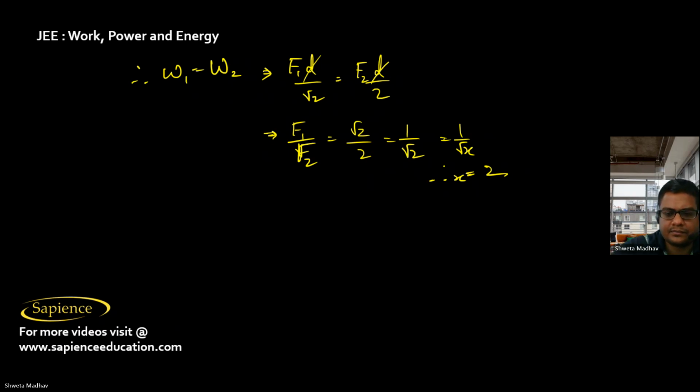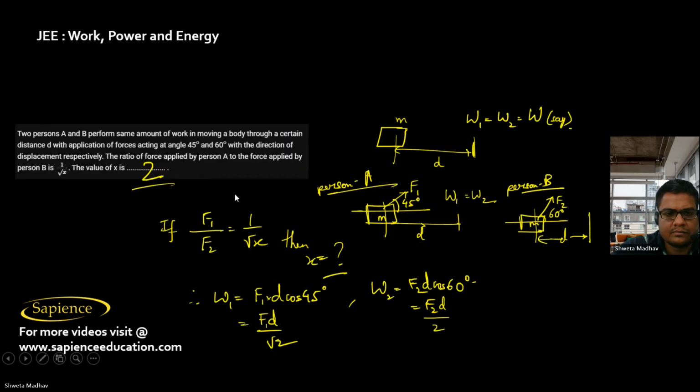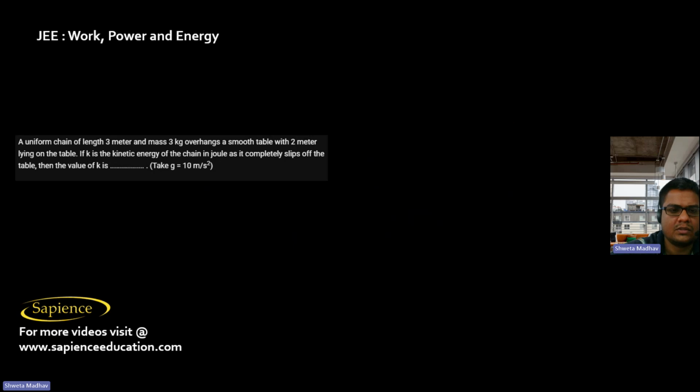So here it is told that a uniform chain of length 3 meter and mass 3 kg overhangs a smooth table. Uniform chain, it is of length 3 meter and mass 3 kg. Mass is 3 kg. Length is 3 meters.